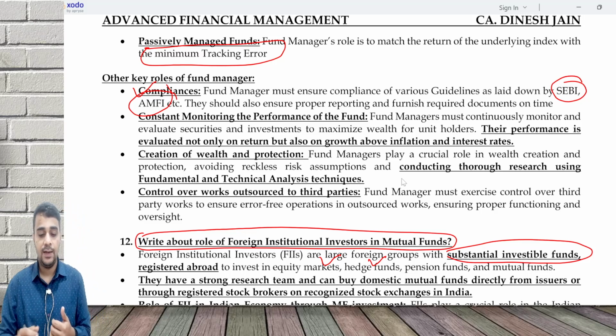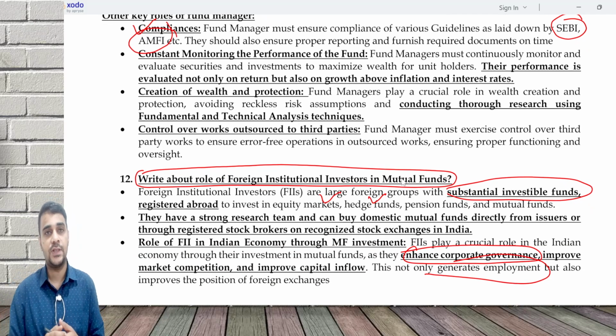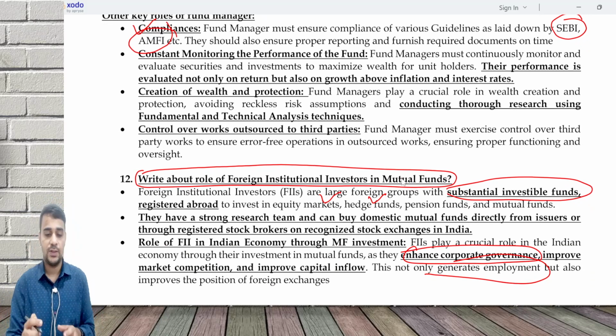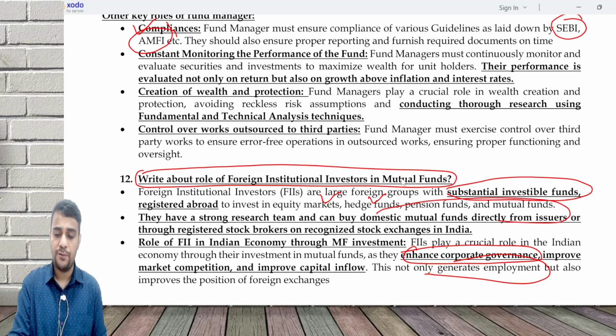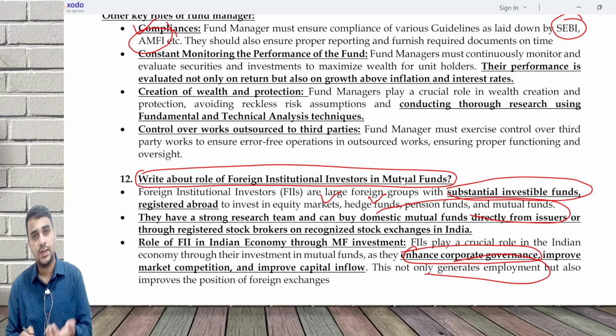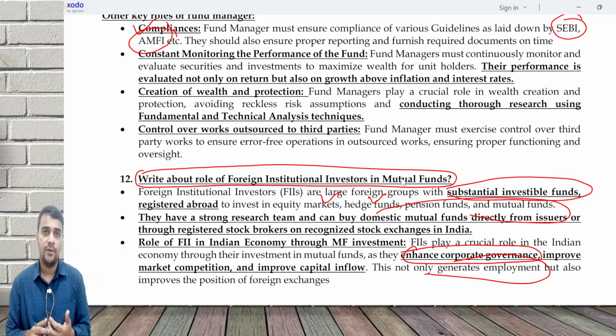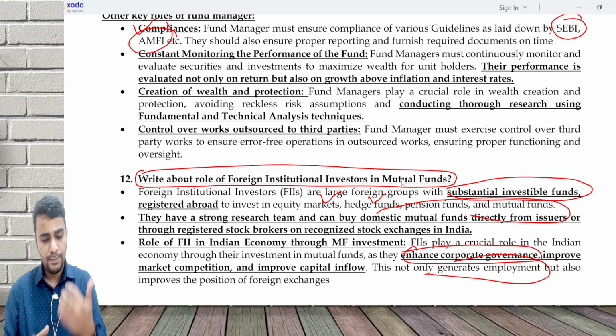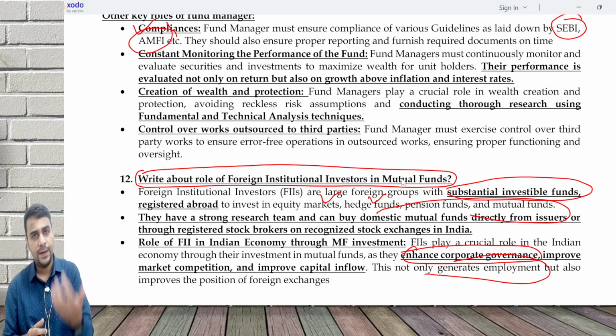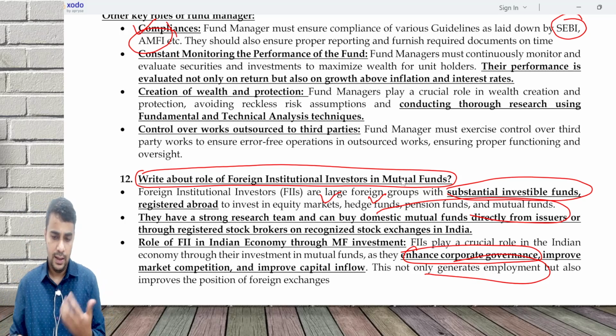FIIs are basically large foreign groups with substantial investable funds. They can directly invest in the domestic mutual fund from the issuers or go through a registered stockbroker. Because of the FIIs coming in, there is an improvement in corporate governance. New sources of capital are there. Because of the new sources of capital, companies expand and create employment opportunities.